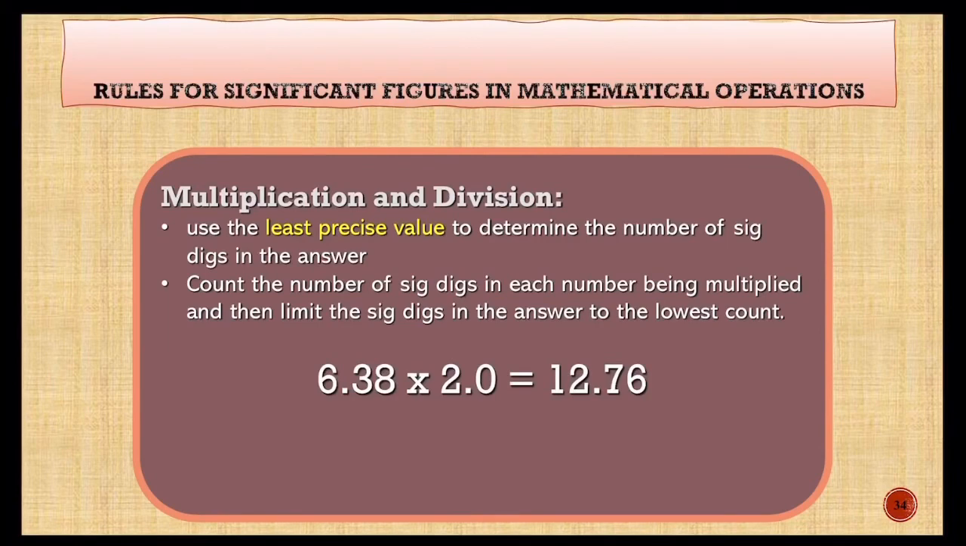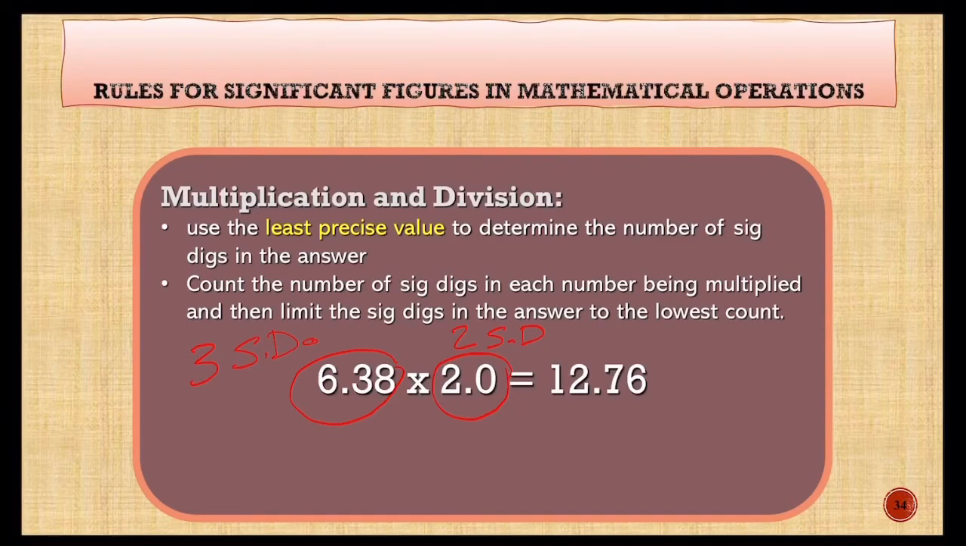6.338. So evaluate the entire number. 6.38 has 3 significant digits. These are all non-zero integers. Okay. 2.0. That has 2 significant digits. The 0 here, this is a trailing 0. So trailing zeros are significant in the presence of a decimal. So our calculator answer is 12.76.